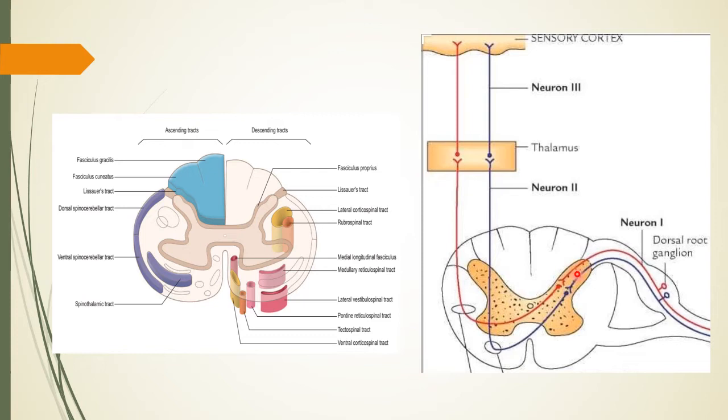The next order neurons or second order neurons are usually present in the spinal cord or some way in the higher centers within brain stem, but these are second order neurons. The third order neuron cell bodies are present in the thalamus. Now thalamus is the relay station for all the sensations except olfaction.